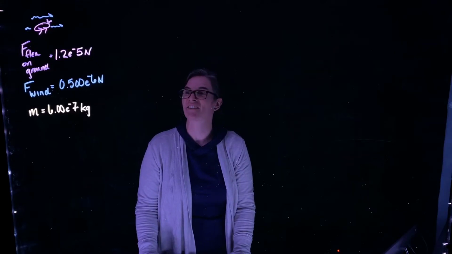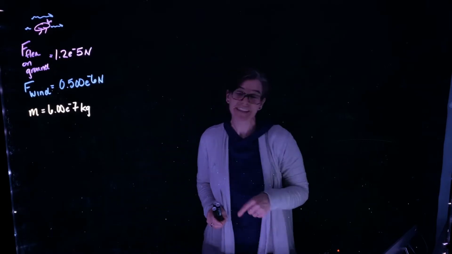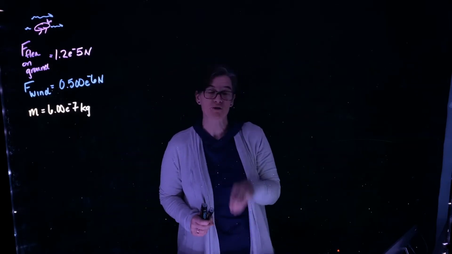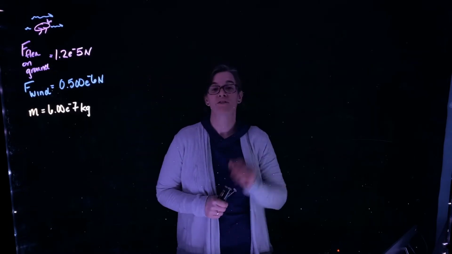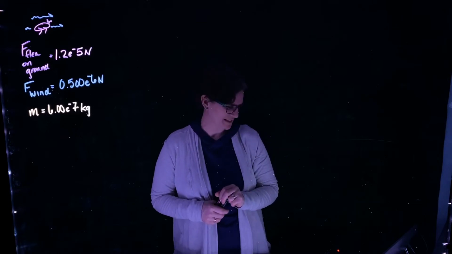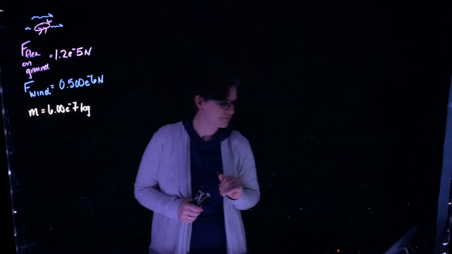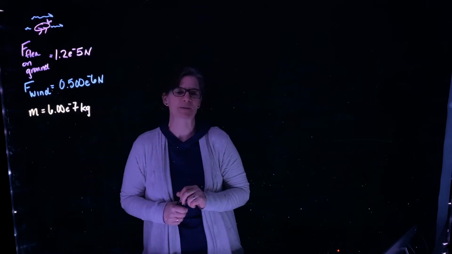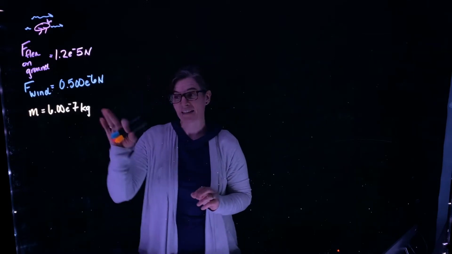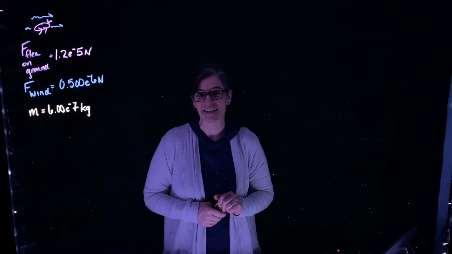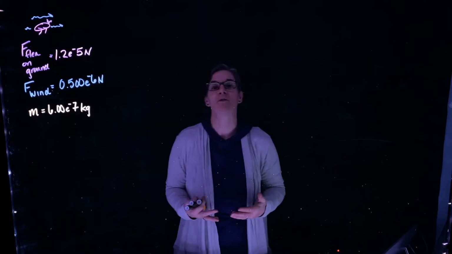So we are going to look at a problem of a flea jumping off of the ground. This problem reads: a flea jumps by exerting a purely vertical downward force on the ground of 1.2 times 10 to the negative fifth newtons. A breeze is blowing parallel to the ground and causing a force of 0.500 times 10 to the negative sixth newtons on the flea. The flea has a mass of 6 times 10 to the negative 7th kilograms, and we want to know what is the direction and magnitude of the acceleration.